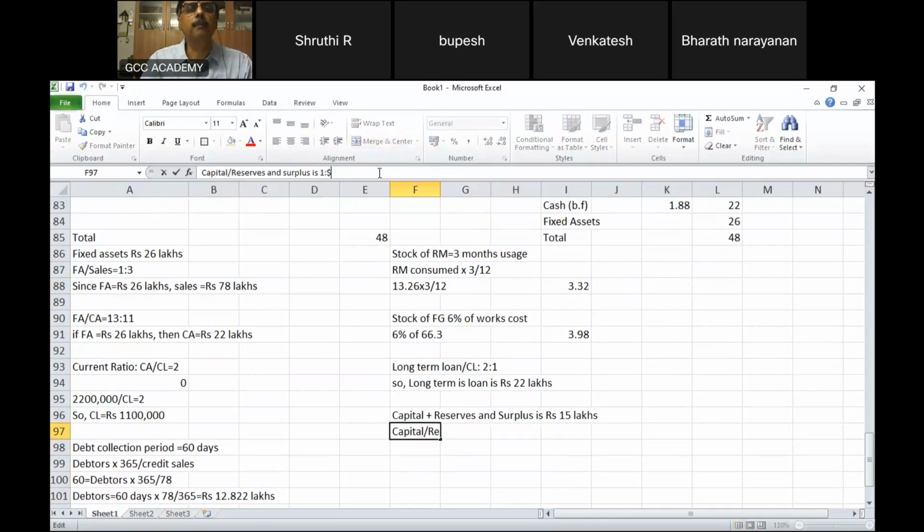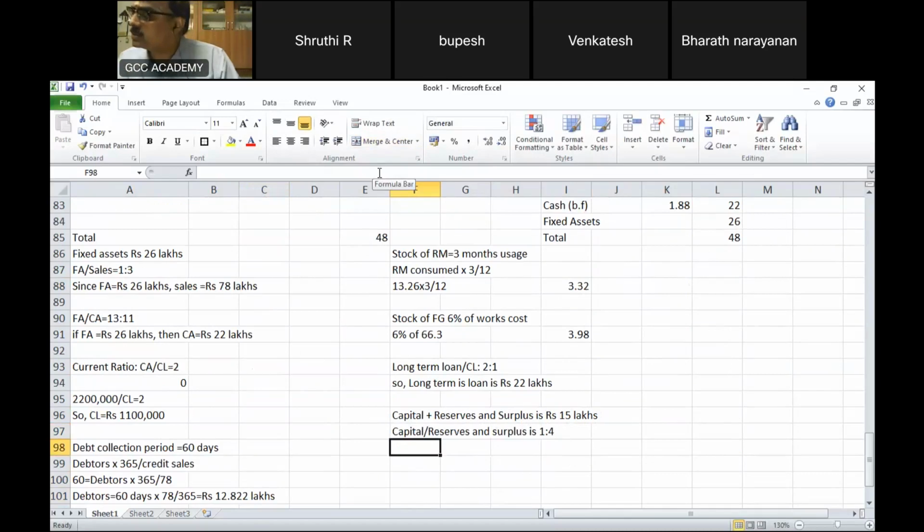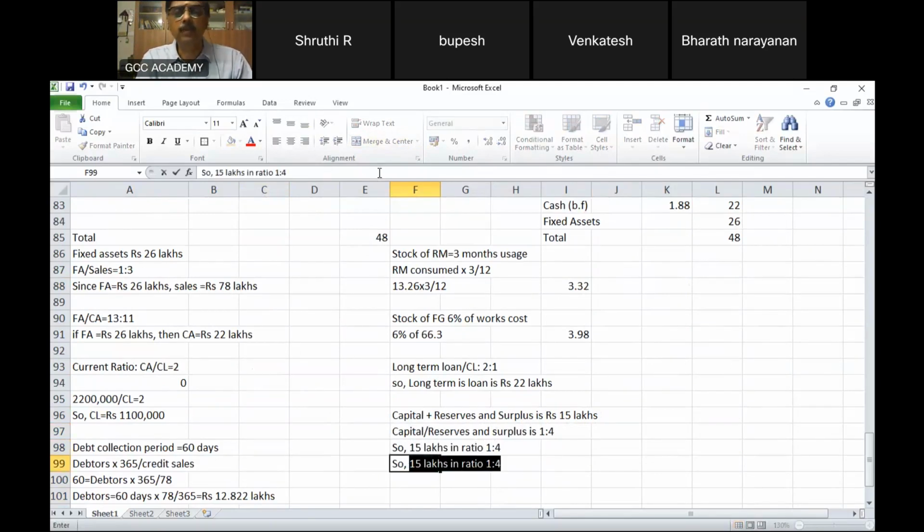So, capital plus reserves and surplus is 15 lakhs, in the ratio 1:4. You split the 15 lakhs in the ratio 1:4. So 3 lakhs, so capital is 3 lakhs. And reserves and surplus is 12 lakhs.